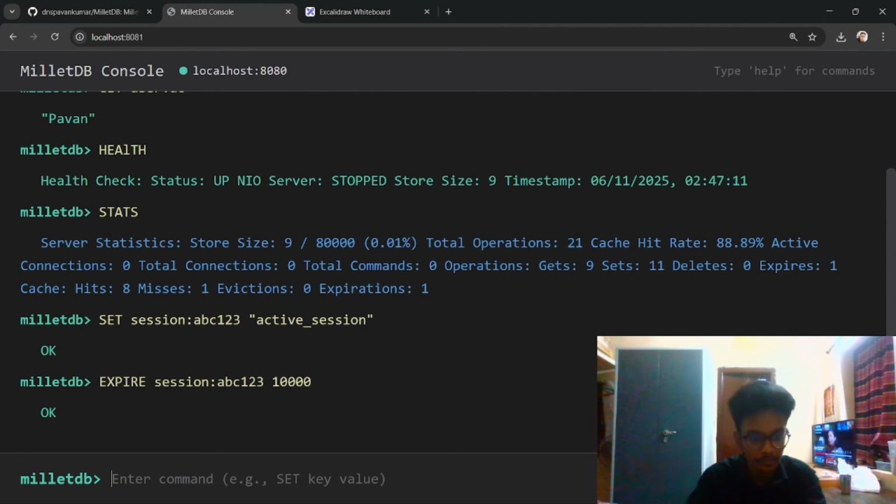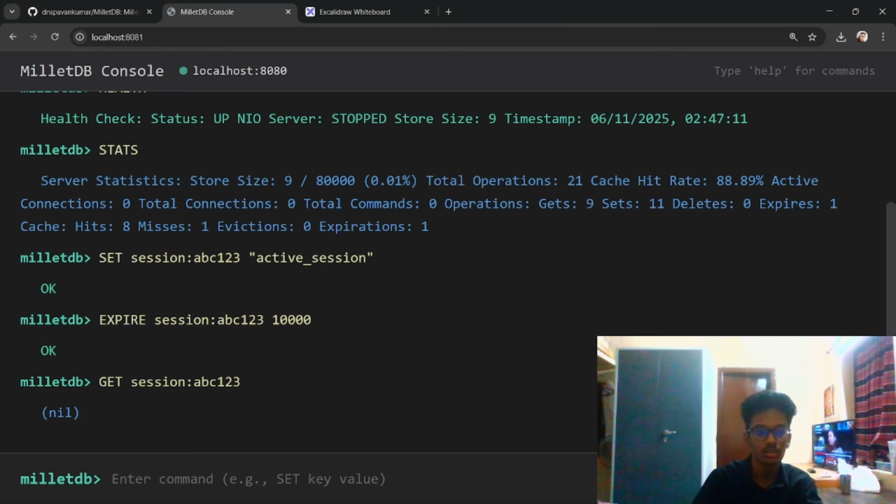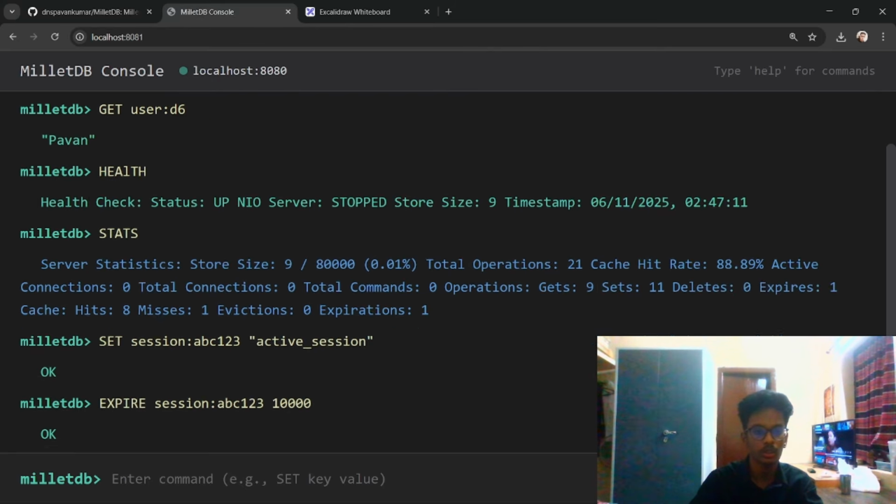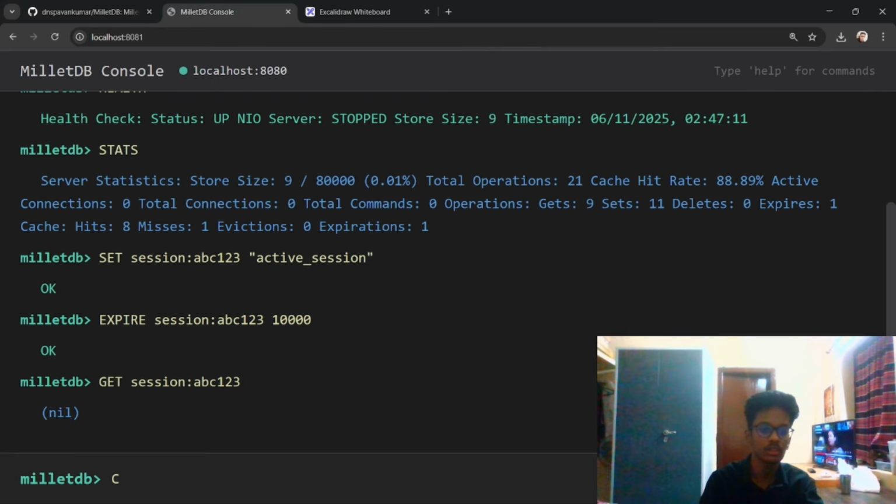It says okay. Since I've deleted this session, if I do get session ABC 123, it would show nil because it's deleted. All right. Now, what else could I do? That's it. We have seen all the CRUD operations. We can do clear. This would clear all the log entries.